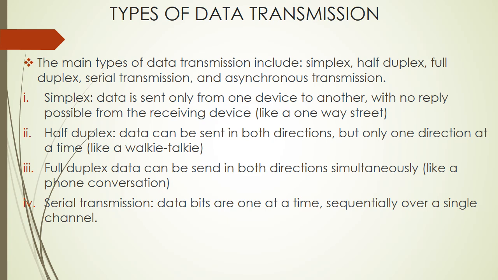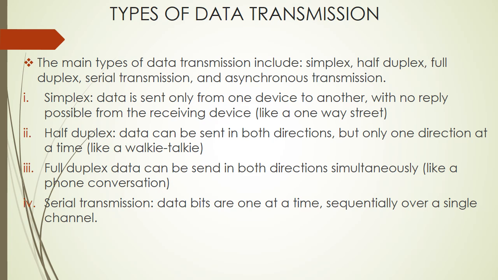So let's look at the next one, which is half duplex. Data can be sent in both directions, but only one direction at a time will be able to respond. For instance, a walkie-talkie. Most of our securities really use that in order for them to make an alert. So we have full duplex. Data can be sent in both directions simultaneously, like a phone conversation.